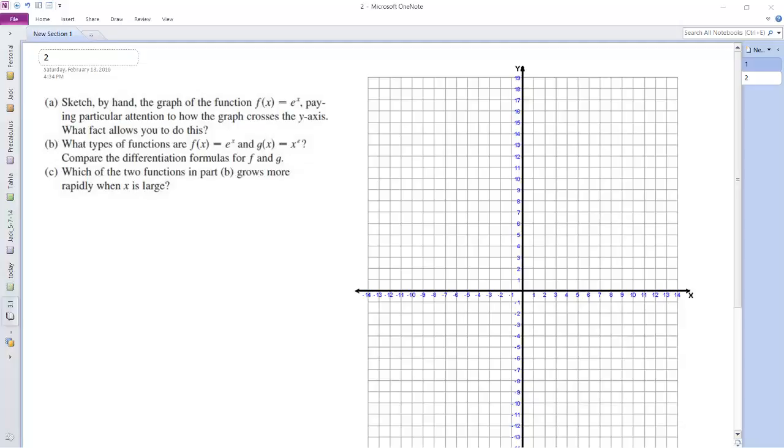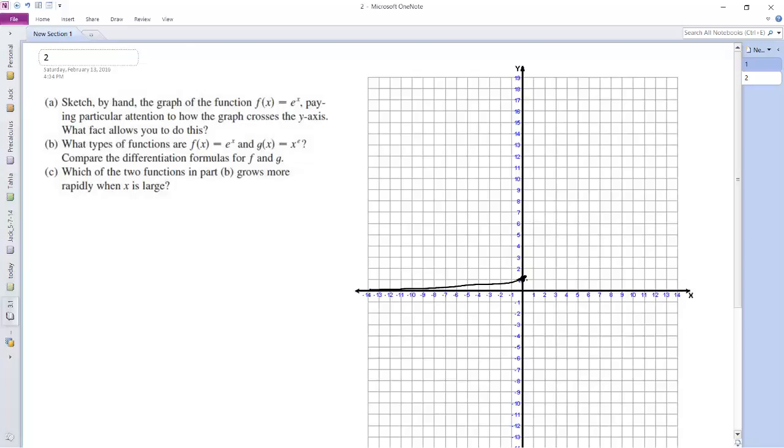All right, sketch by hand the graph f of x is equal to e raised to the x. So the simplest way to draw this is anything raised to the 0 is going to be 1. So starting off here, that's one of our anchor points. And because this is a positive exponent, anything below 0 is going to bring it closer and closer to 0, but never quite touch it. So it's going to be like that.